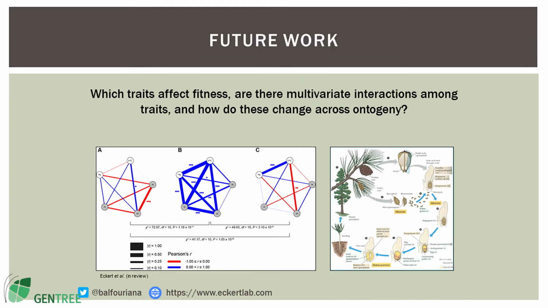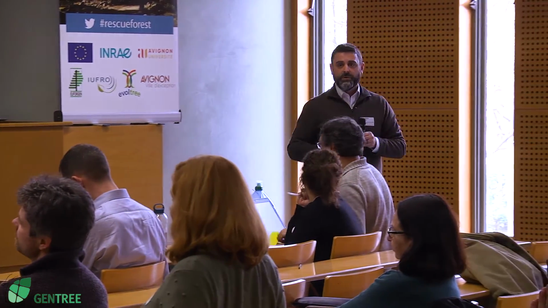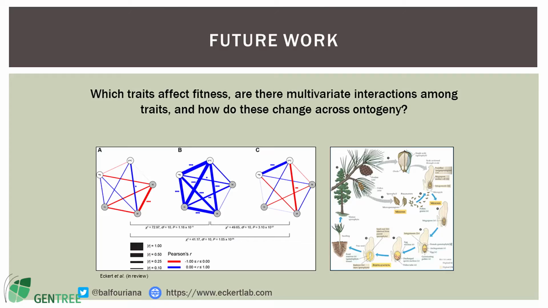All right, how could you extend this further? This is the end of my talk. I might finish on time. There are three areas I think that we could move forward with. The first: which traits affect fitness? And are there multivariate interactions among traits? How do these change across the ontogeny?